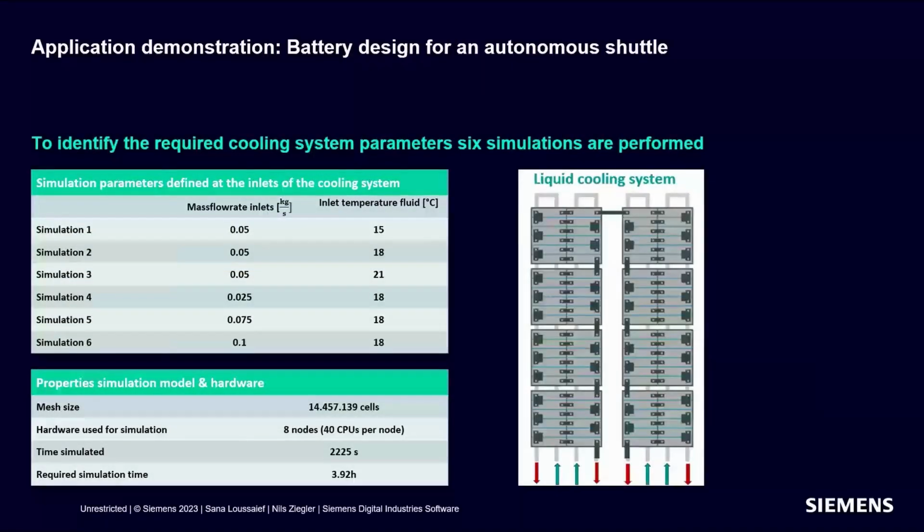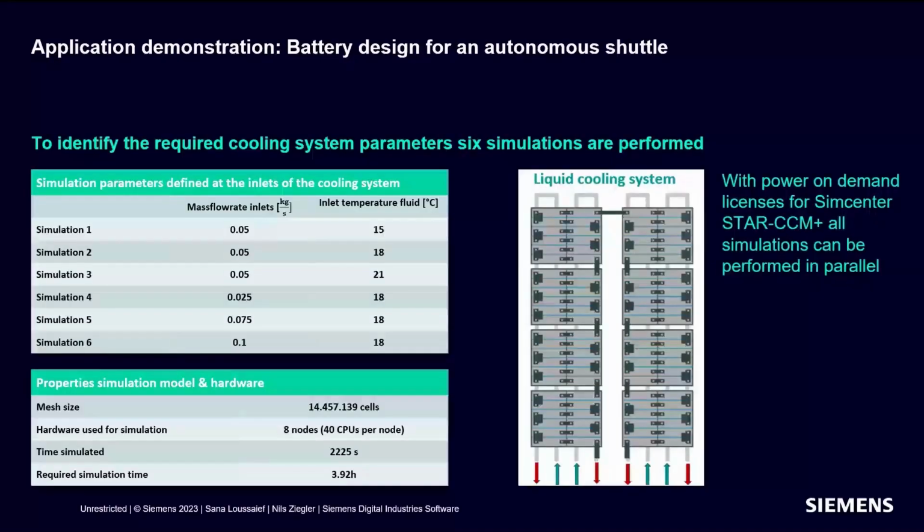To identify the required cooling system parameters, 6 simulations are performed with StarCSim Plus. The first 3 simulations keep the inlet mass flow rate constant and vary the fluid inlet temperature. The other 3 simulations keep the inlet temperature constant and vary the mass flow rate at the inlets. All 6 simulations can be run in parallel if you use a power on demand license from StarCSim Plus. In 3.9 hours, all simulations are finished, and it turns out that simulation number 3 delivers the best results that will be shown on the following slides.